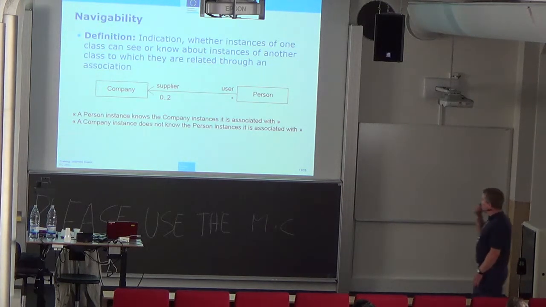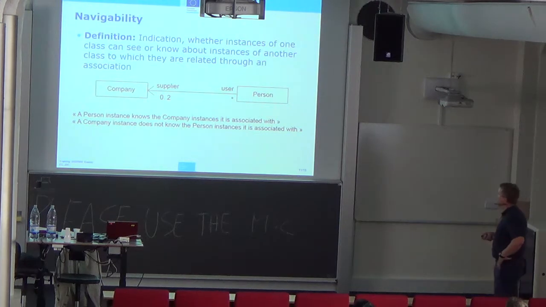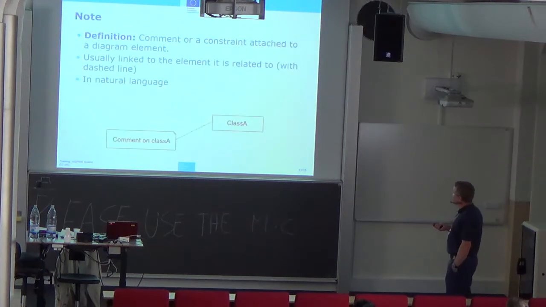Then you can also define navigability in UML, which indicates whether instances of one class can see or know about instances of another class to which they are related through an association. Usually you use this open arrow. And in this case, the person instance knows the company instances it is associated with, but the company instance doesn't know the person instances it is associated with.